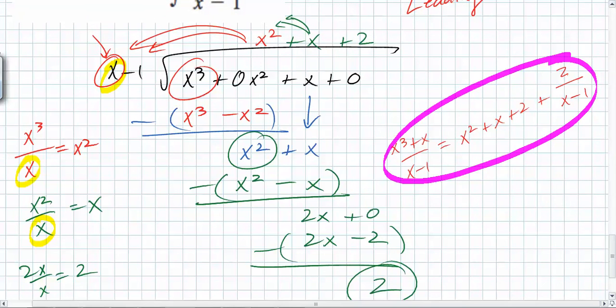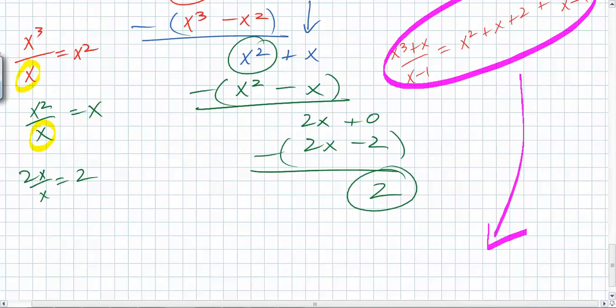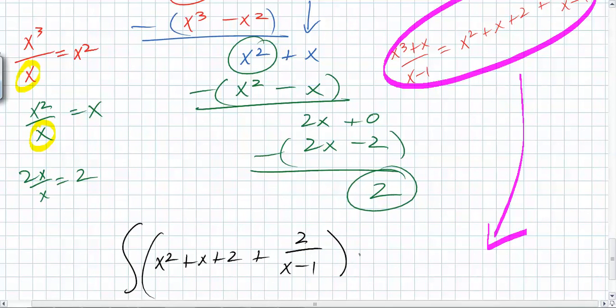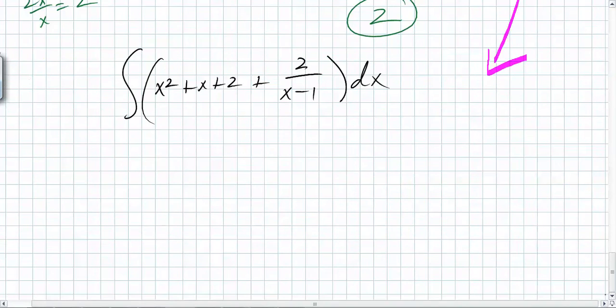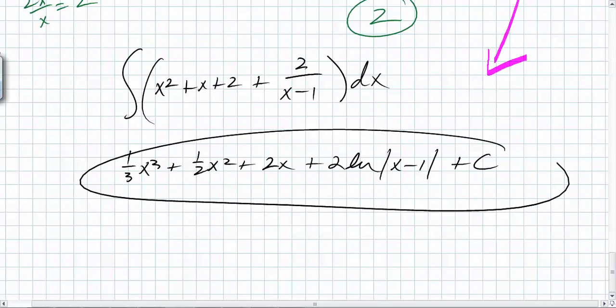All we've done is we've rearranged. We haven't done any calculus. This is polynomial long division, something that we at least should teach in algebra 2. I hope we do. So we end up with this integral: the integral of x squared plus x plus 2 plus 2 over x minus 1 dx. Can we integrate that? Yeah. 1/3 x cubed plus 1/2 x squared plus 2x plus 2 times ln of x minus 1 plus c. Done. All we did was rearrange.